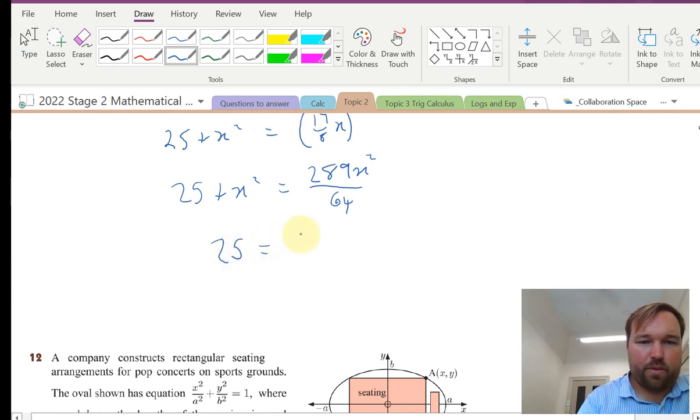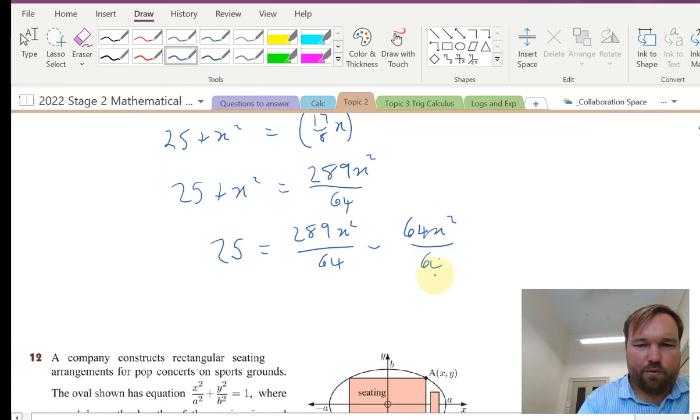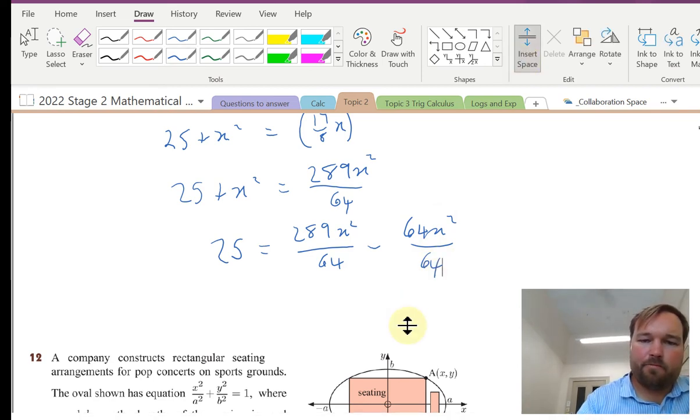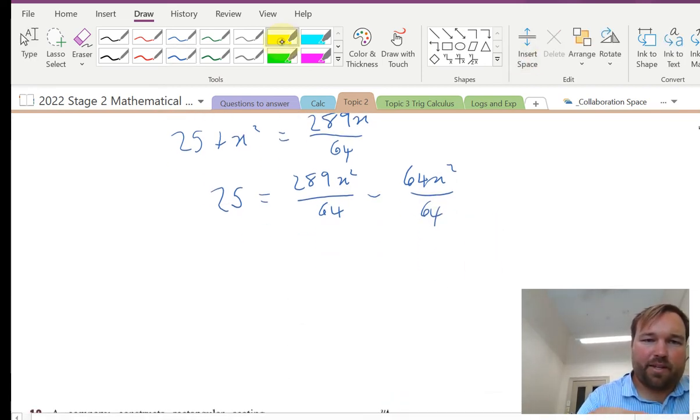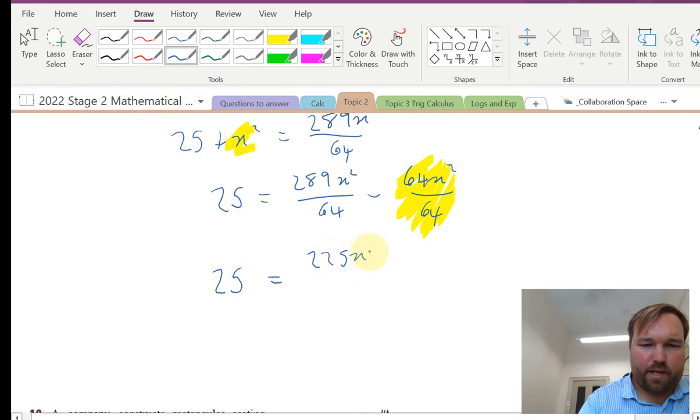25 equals 289x squared on 64, take 64x squared on 64. So I've just moved that x squared over and made it have a common denominator. 289 take 64 is 225. Actually, that works out all right. 25 equals 225x squared on 64.